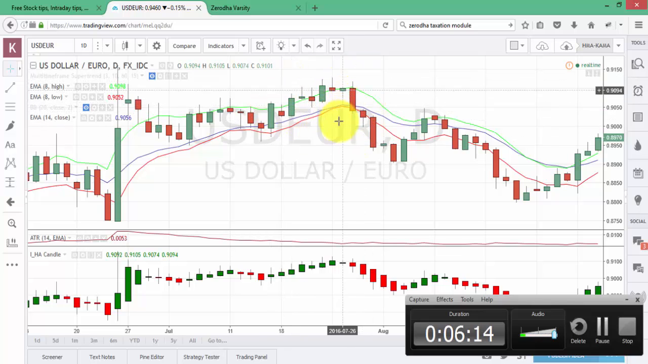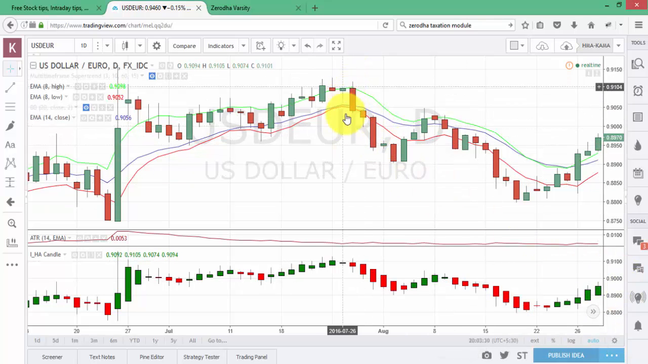Now take a look at the short rules. Here the close value is 9025 and the low value is 9037. So 9025 is lower than 9037, so the fourth rule is also satisfied. So all four rules are satisfied here. So this is a successful entry point for a short entry.